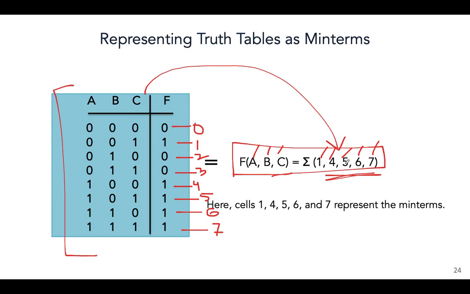We simply list the minterms because we know that all the rows whose number is not mentioned here must have an output of 0. So no need to represent both zeros and ones. Simply write all the rows that have an output of 1, and all the rows that are not mentioned here naturally have an output of 0. So no need to mention them. This right here is a summation function.